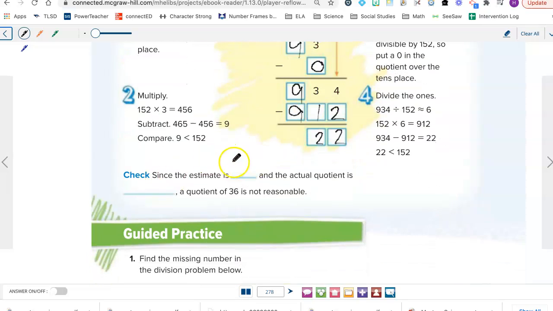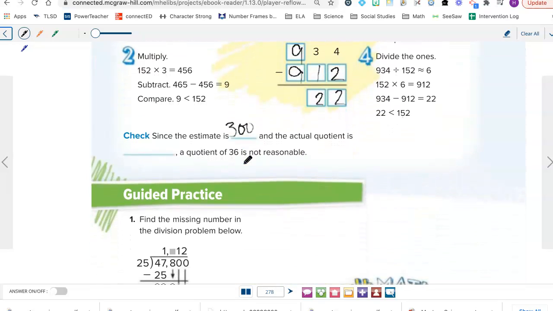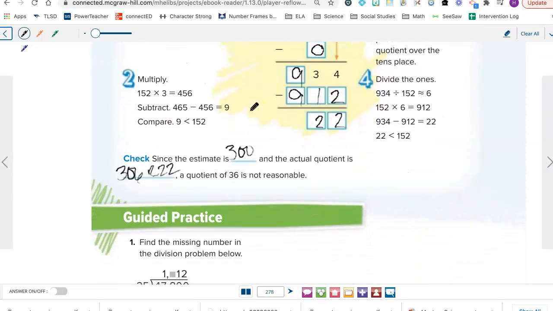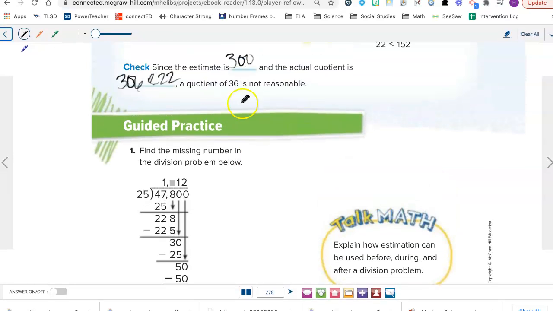Since the estimate is 300, and the actual quotient is 306, remainder 22, a quotient of 36 is not reasonable. So if you didn't put that 0 there, you would have gotten 36. 36 is not close to 300, so you know you did something wrong. That's why estimation can really help you know if you're on the right track. If you don't get close to your estimate, you did something wrong.